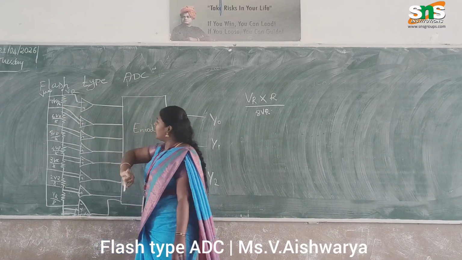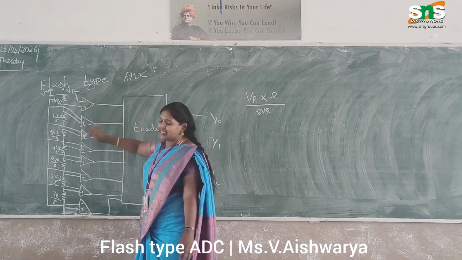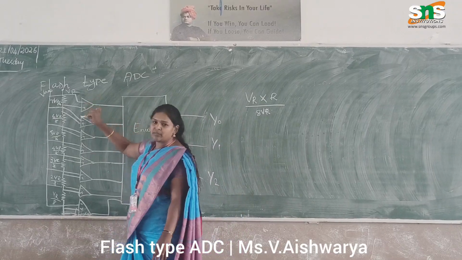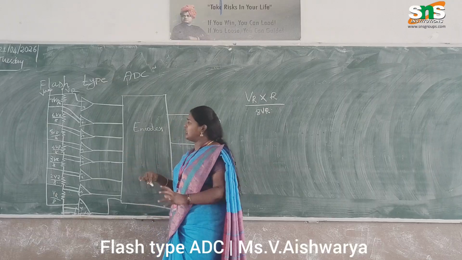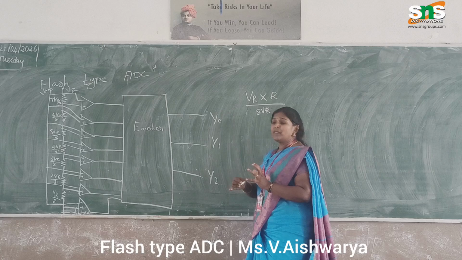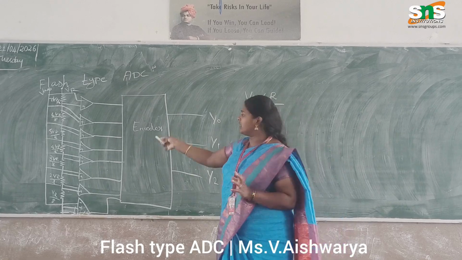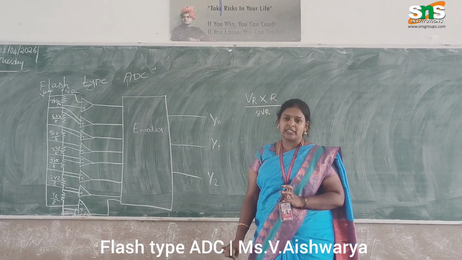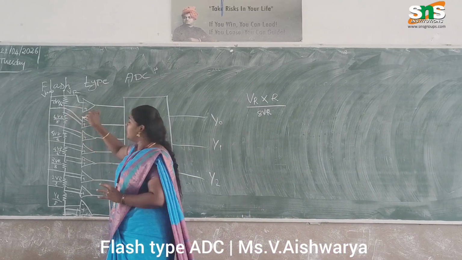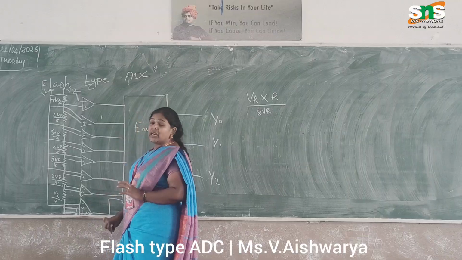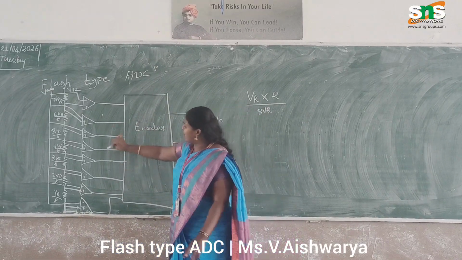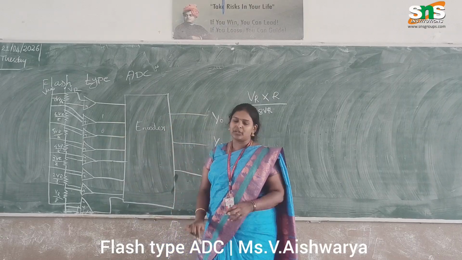Then the comparator. A comparator has 2 input terminals, one inverting and one non-inverting. Whenever I apply a signal to the comparator, it compares the values. If I apply 1 to the inverting terminal and 2 to the non-inverting terminal, the value of 2 is higher than 1, so the comparator will produce 1. If the condition is false, the comparator will produce a 0 output.